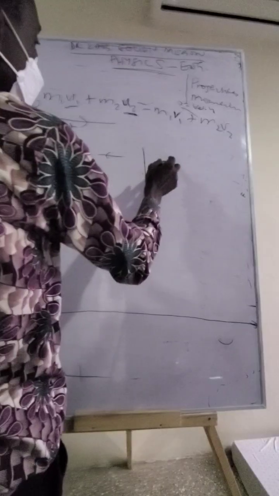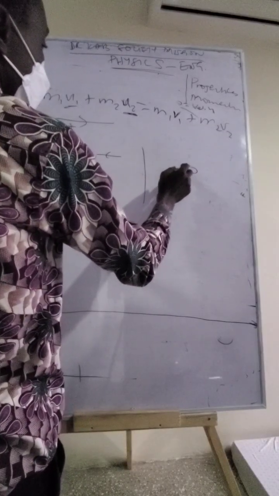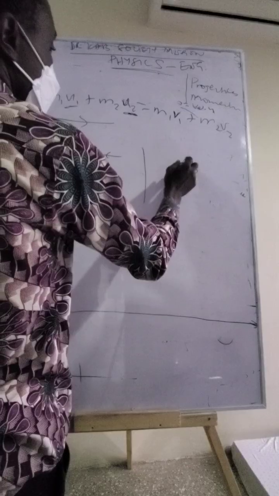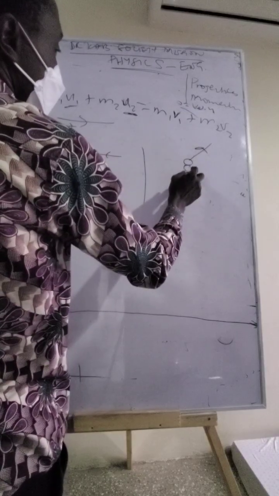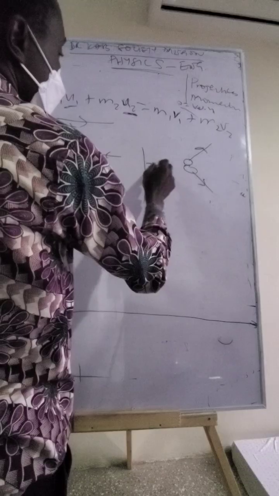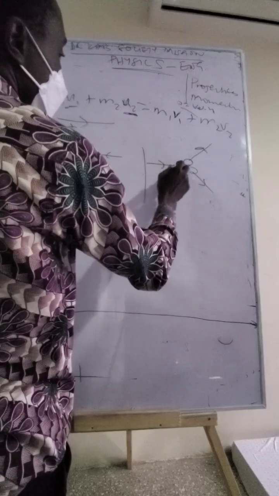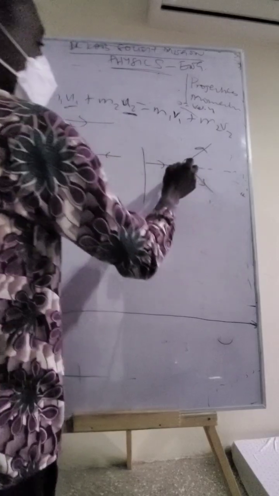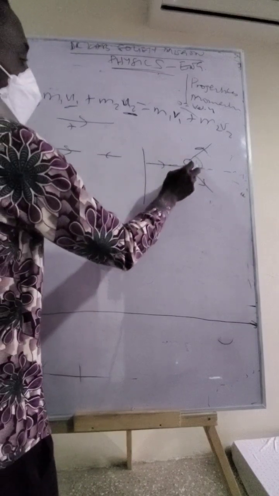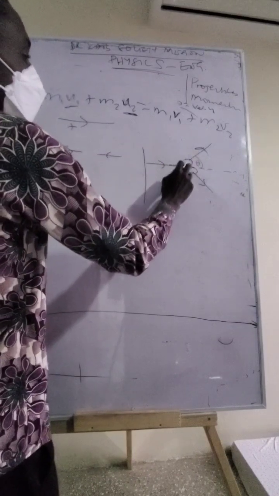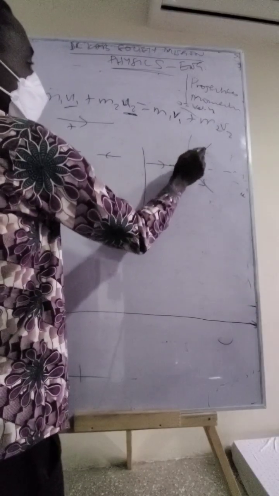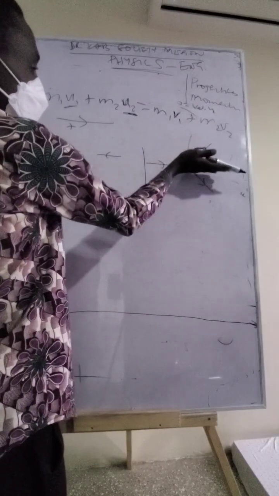Then after collision, maybe one ball moves like that. Okay, and then this one also moves maybe like that. This was the initial path direction. Okay, then when you have something like this, what you do is you find this angle, resolve this one, find the component of this velocity in this angle.